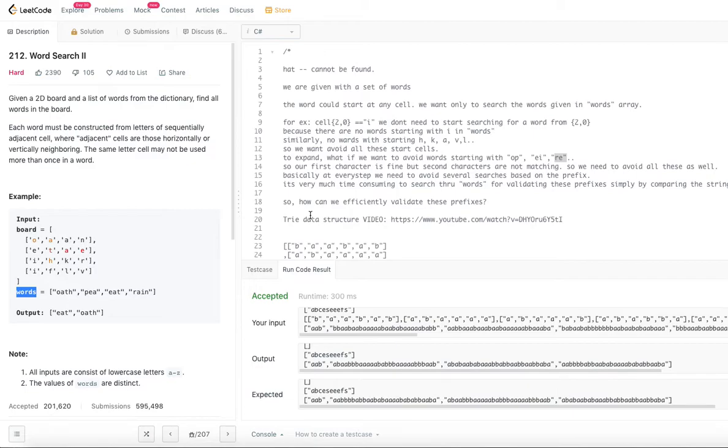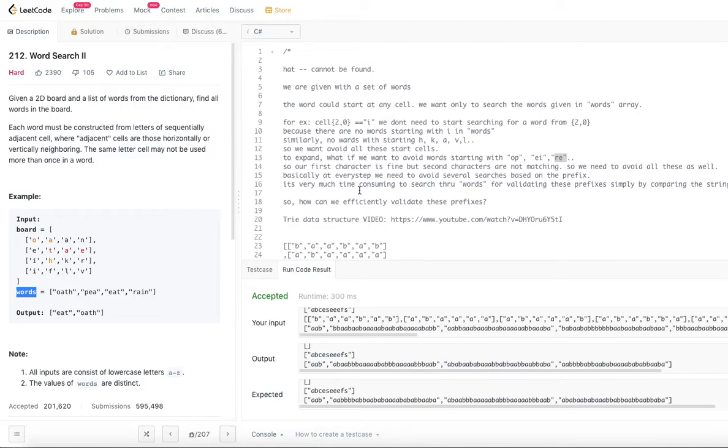You can pause this video right now and watch the trie data structure video so that it will be easy for you to solve this particular problem, because we are going to use a trie data structure for solving it. Just to recap, a trie is a data structure which enables us to search various strings. Basically, you can call a trie a prefix tree also. Since we are dealing with prefix search here, the trie data structure is appropriate for this problem.